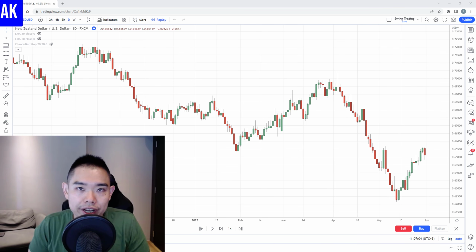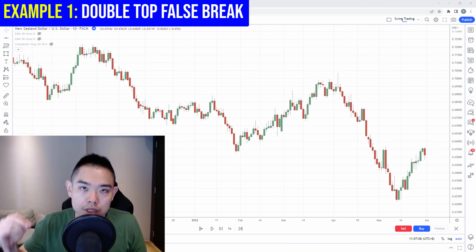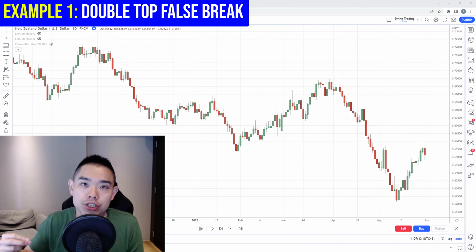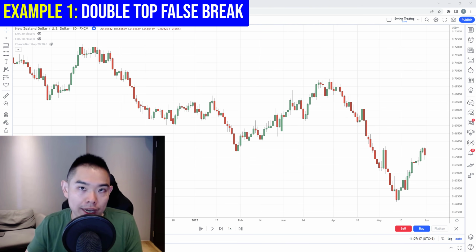Okay, the first trading strategy that I want to share with you is what I call the double top false break. So if you recall earlier, I've talked about the double top chart pattern, and there's a technique that you can actually use to enter your trade with low risk even before the price breaks below the neckline. How do you do it? So let me explain more in this example.